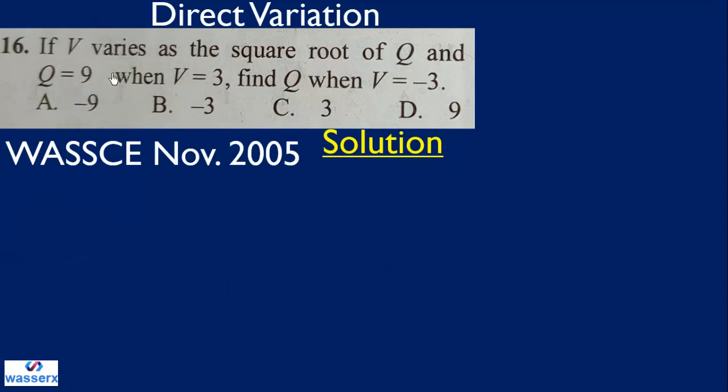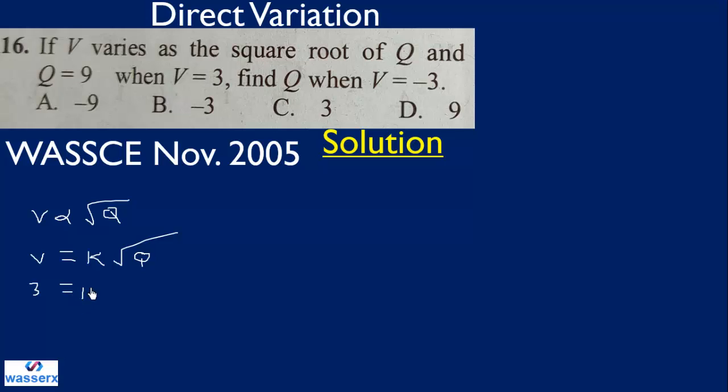If v varies as the square root of q and q is equal to 9 when v equals 3, find q when v equals negative 3. So we have v varies directly as the square root of q. Now we introduce the constant of proportionality k. So v is equal to k times the square root of q.